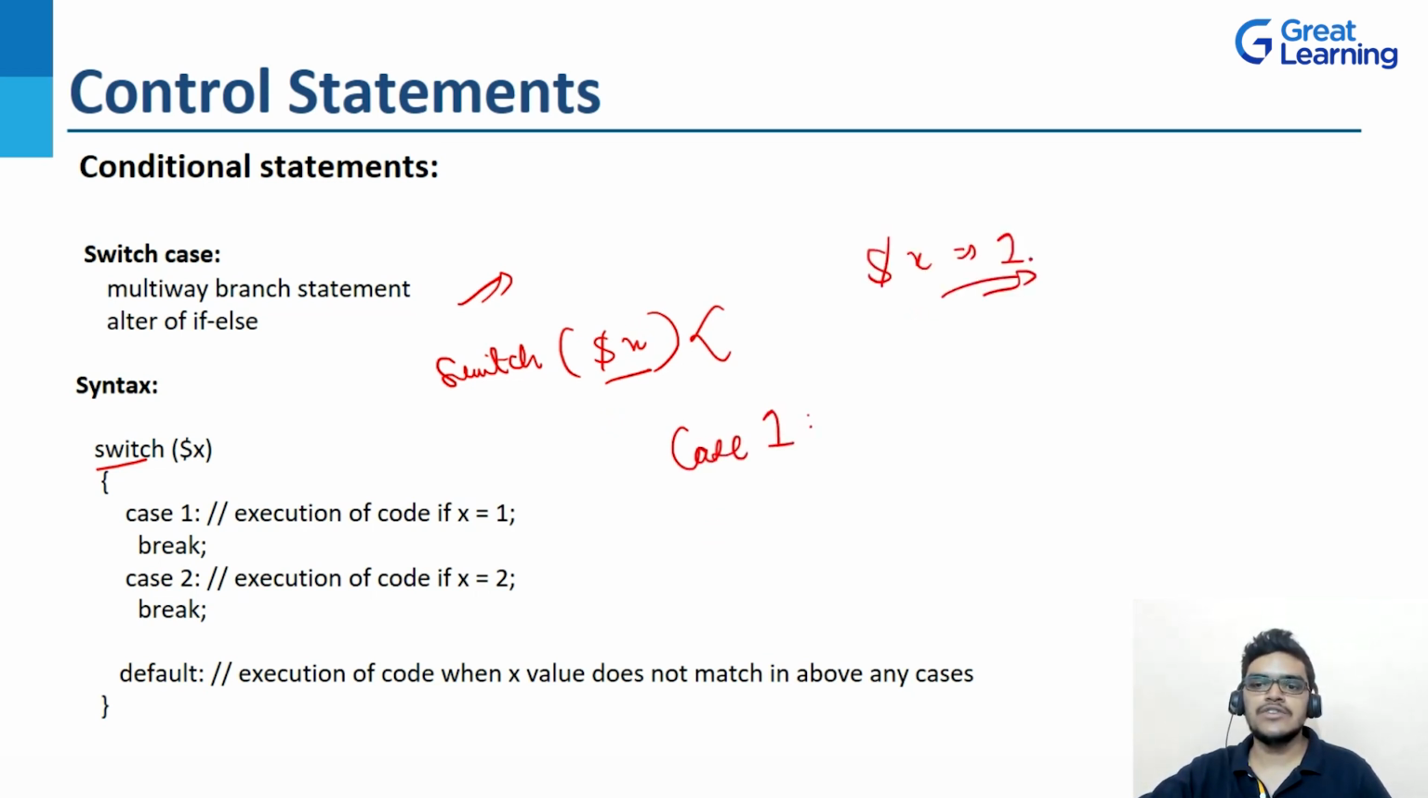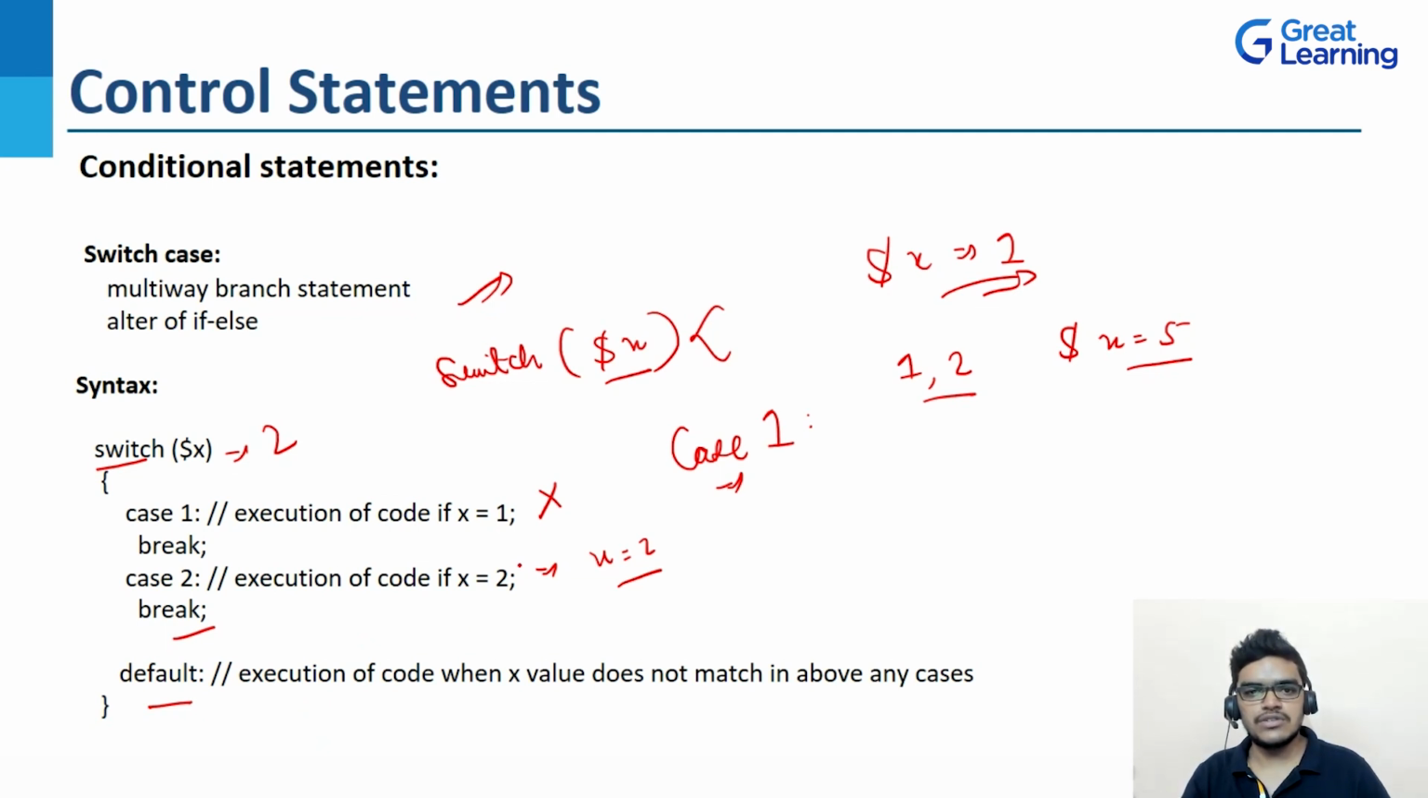So if $x value is equal to 1, whatever the statements are inside this case 1, they will be executed, right? And suppose if $x value is 2, then it will execute the case for x equal to 2. And once the execution has been done, then it will break. That means all the below statements will be skipped. Next, let's suppose that neither I'm giving 1 nor 2. If I'm giving some other value, let's suppose $x is equal to 5, then I will create here default, and inside default whatever the statements are there, that will be executed. So this is the basic idea.